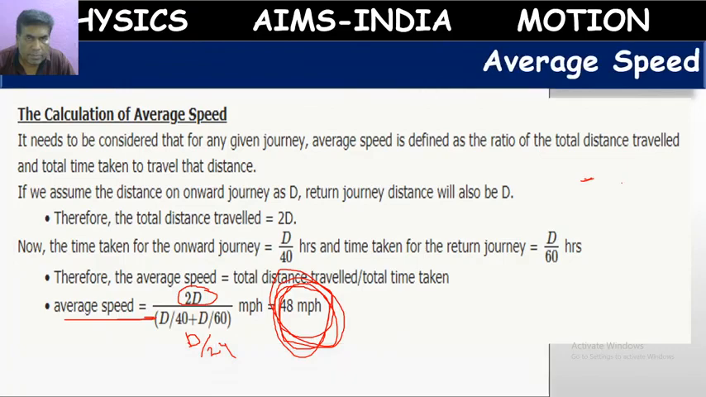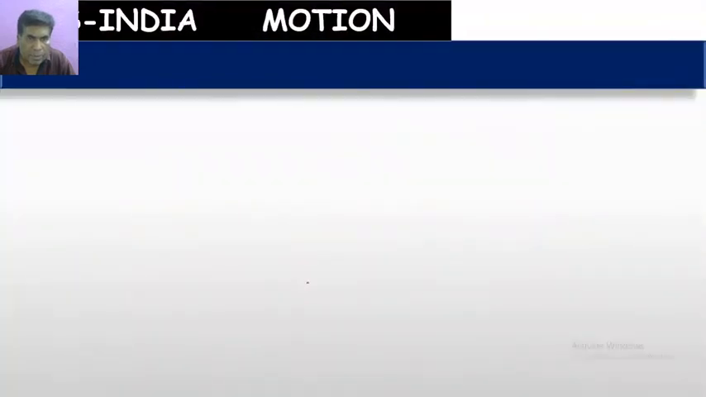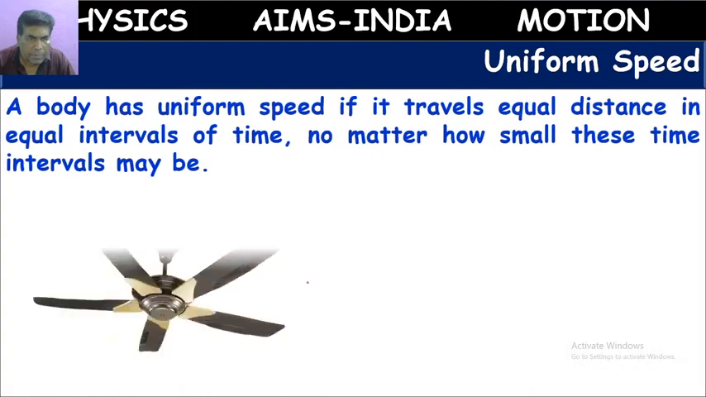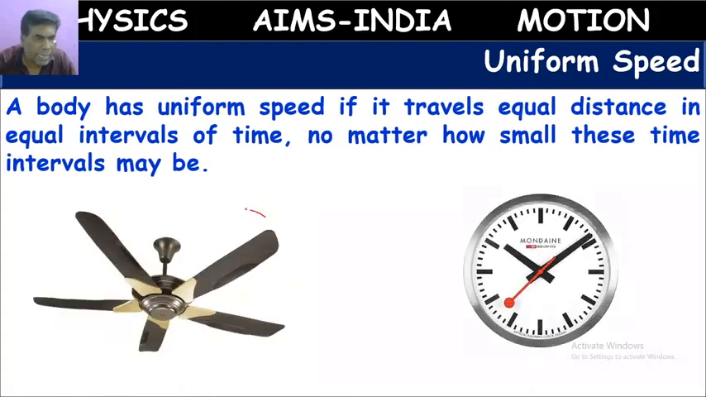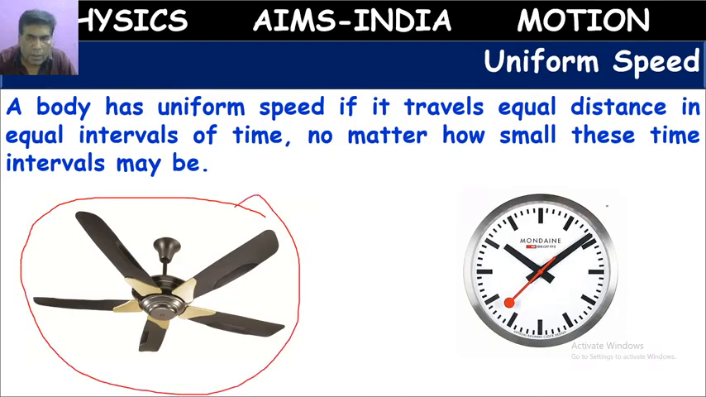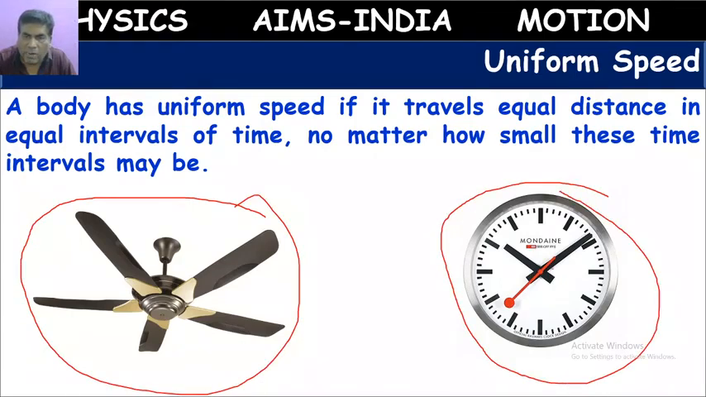Okay. So next. This is about average speed. Next, uniform speed. If you take the example of a ceiling fan or the hands of a wall clock, these we call the blades of a ceiling fan. If you observe the motion of the blades of a ceiling fan or the hands of a wall clock, the seconds hand, minutes hand or hours hand, what do we observe? They move in different directions.